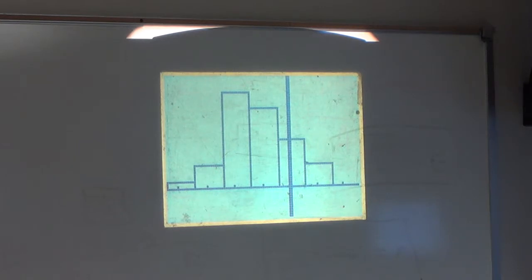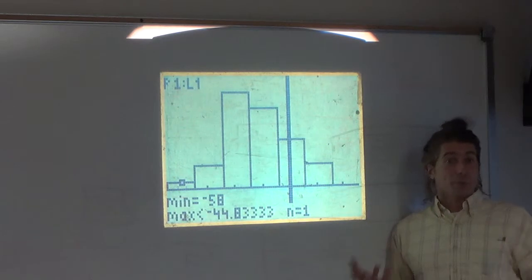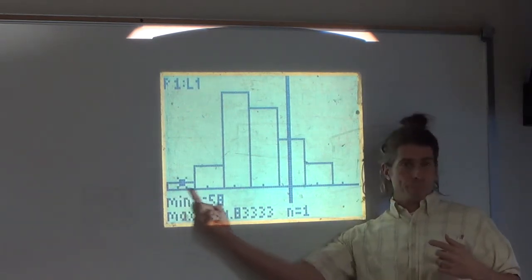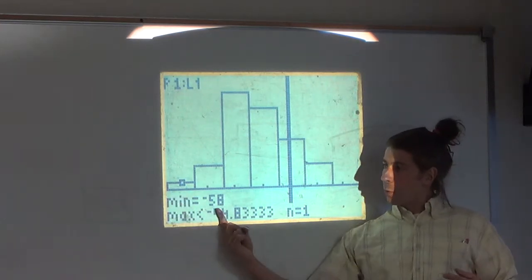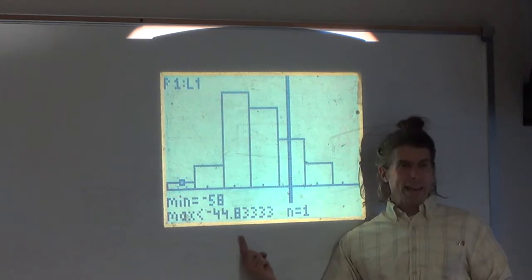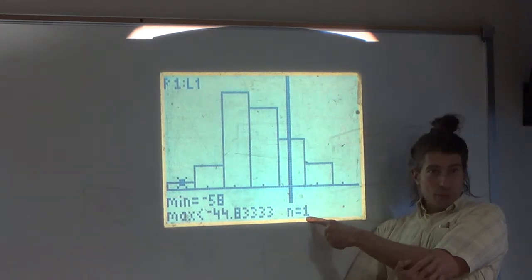Press the trace button. When you press the trace button, it puts what I like to call, lovingly, the spider onto your bars. You might remember this from your Math 111, Math 95 days. The spider gives you some information because the TI doesn't label the axes. You have to label it yourself, essentially in your mind. So what this tells you is that on this bar, the smallest value is negative 58, the highest value is negative 44.8 and some change, and there is one data point between those numbers.